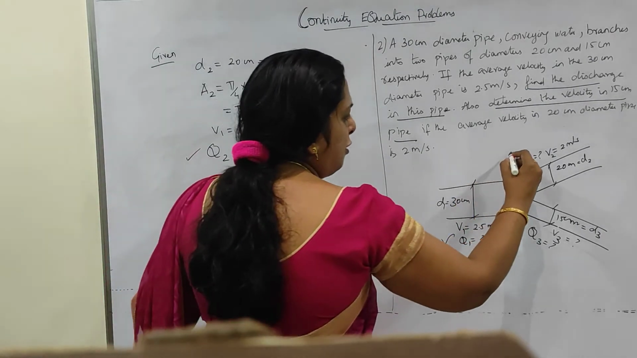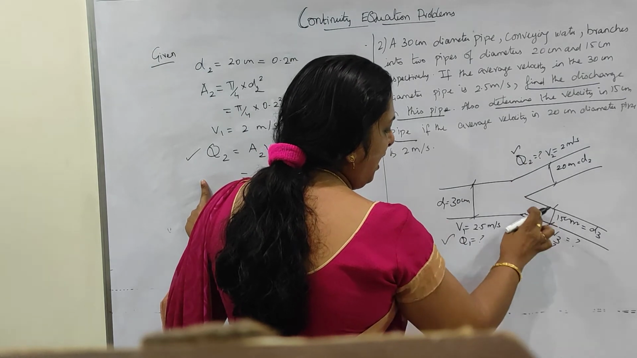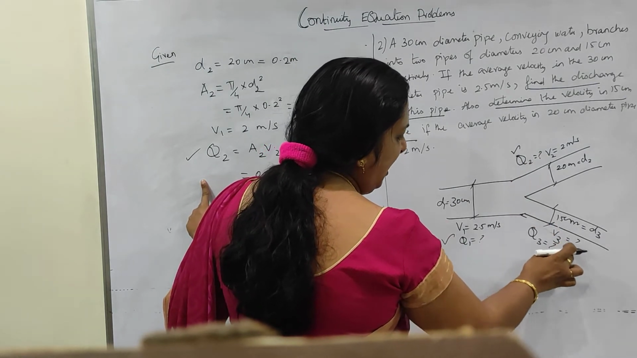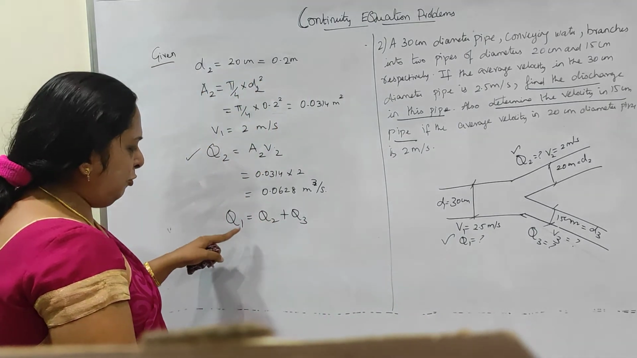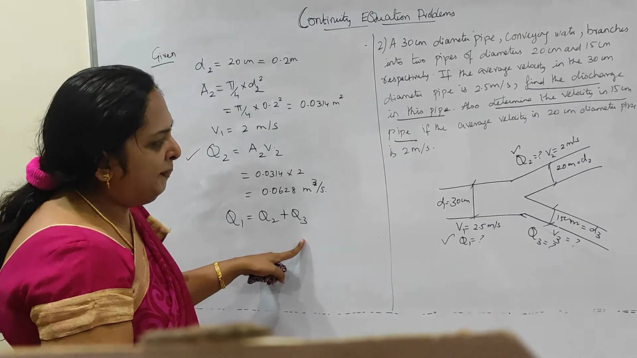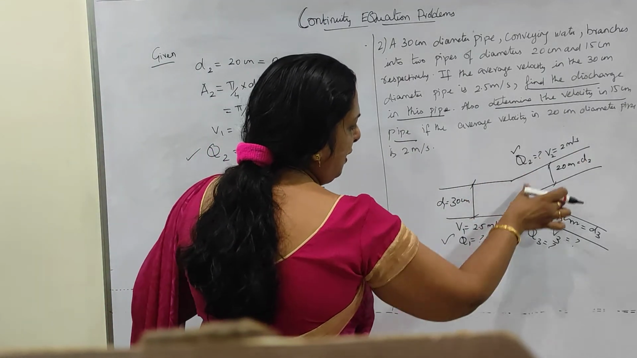So this unknown is also found out. Now I have two unknowns, one is V3 and the other one is Q3. First I have to find out Q3 by using this equation. Why? The entire flow is split up into two pipes.